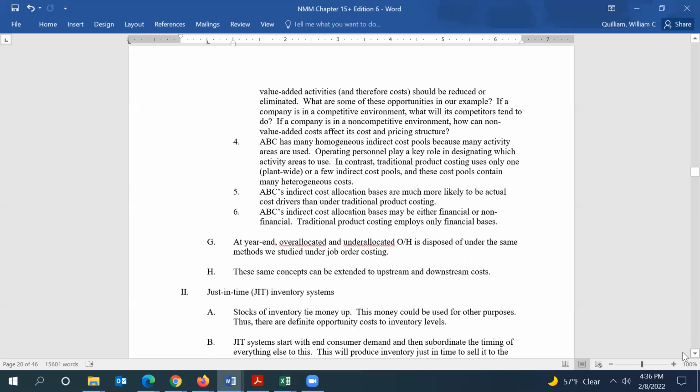If the company's in a competitive environment, what will its competitors tend to do? They'll tend to do just that. They want to build a cheaper product, therefore up their own profit. So they won't stand still. Now, on the other hand, if the company is in a non-competitive environment, how can non-value-added costs affect its cost and pricing structure? Well, they're going to tend to stay there because there's no incentive for the company to analyze things and drive them out.